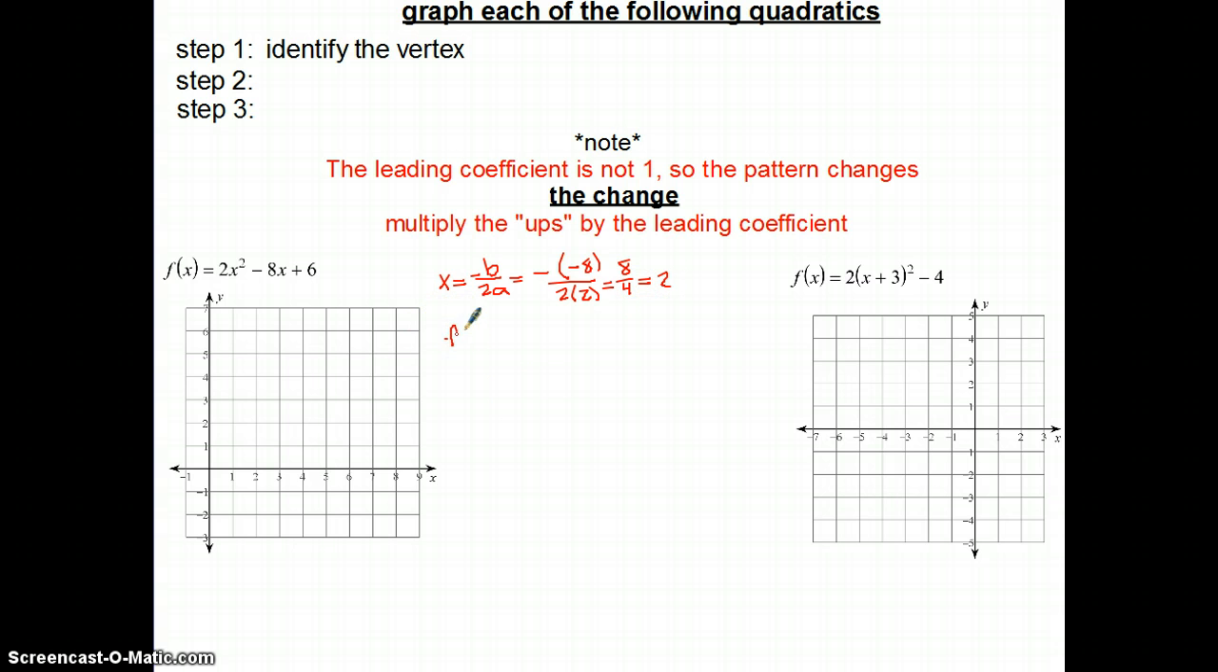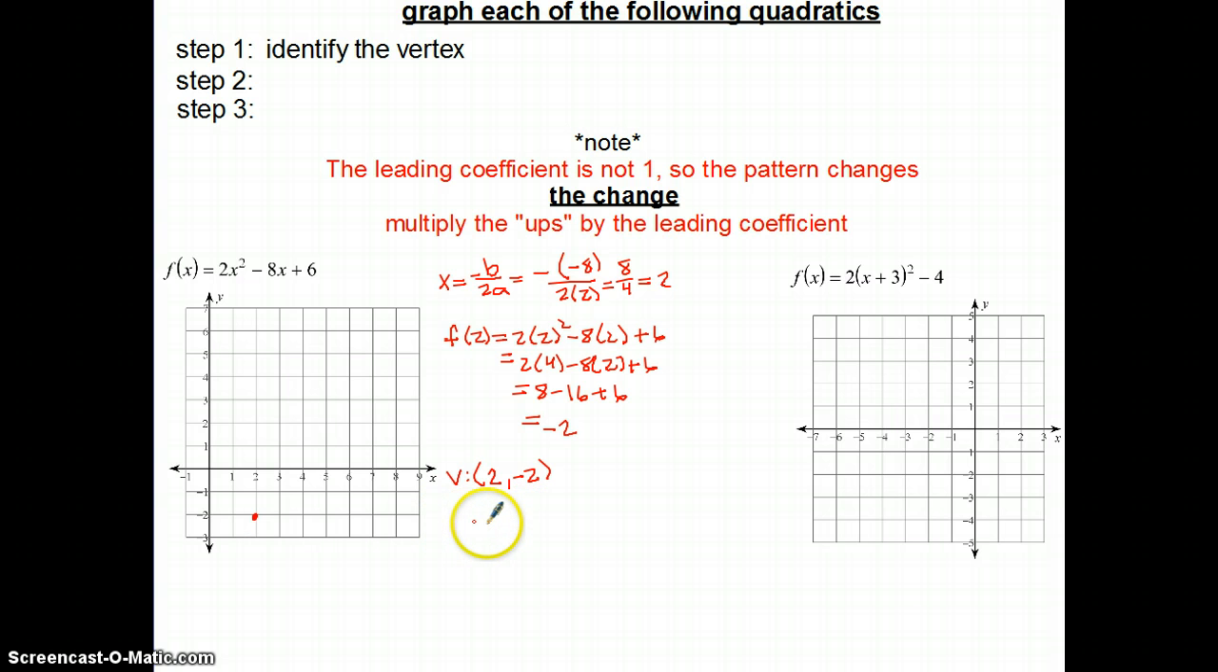Plugging that in, I will find my y value of my vertex. F of 2 is 2 times 2 squared, minus 8 times 2, plus 6. This becomes 2 times 4, minus 8 times 2, plus 6, which is 8 minus 16 plus 6, which ends up being a negative 2. So your vertex is the ordered pair 2, negative 2. I'm going to go ahead and put that on my graph.